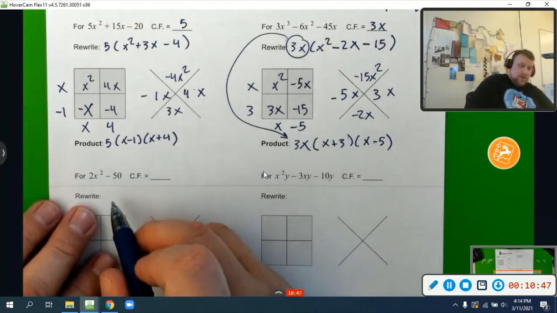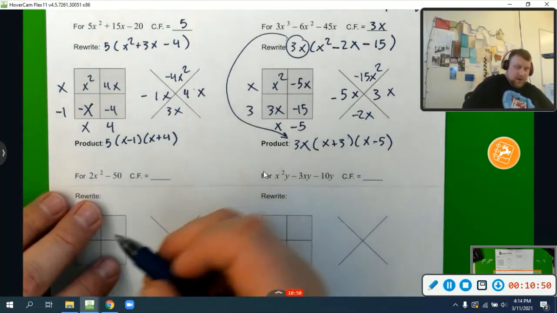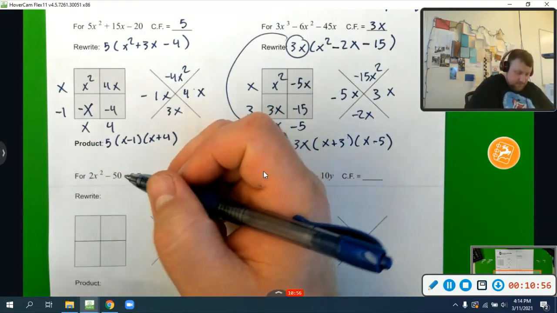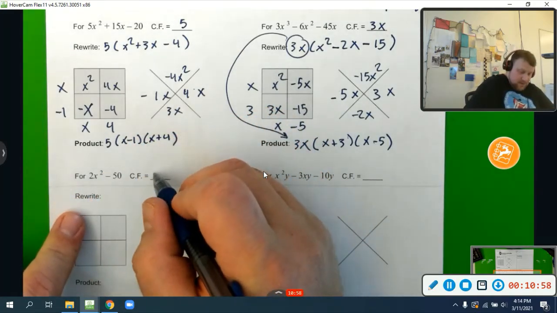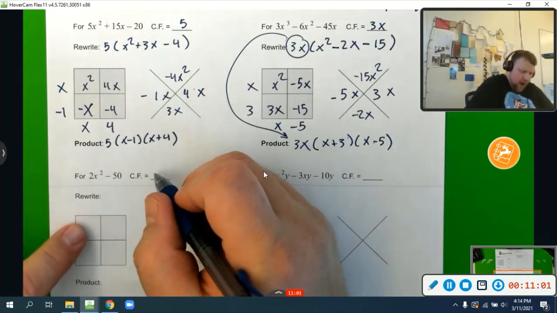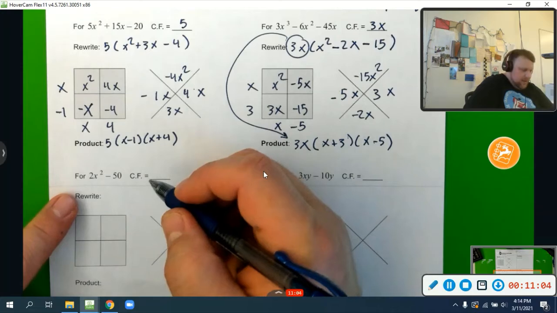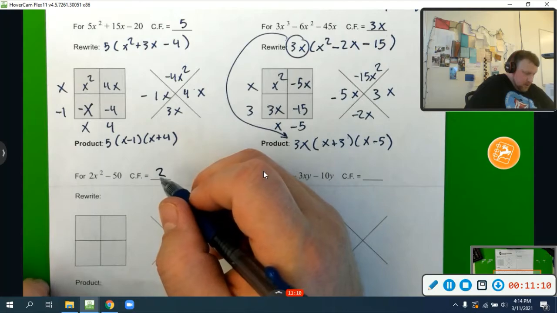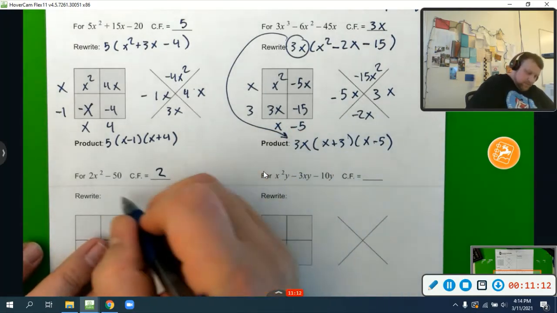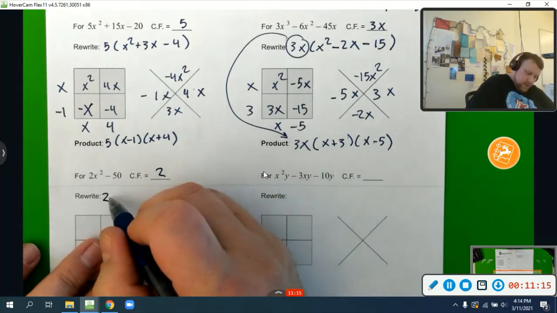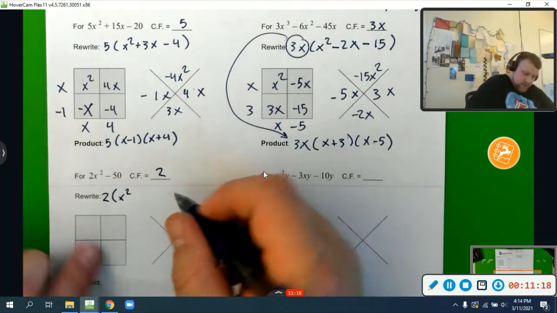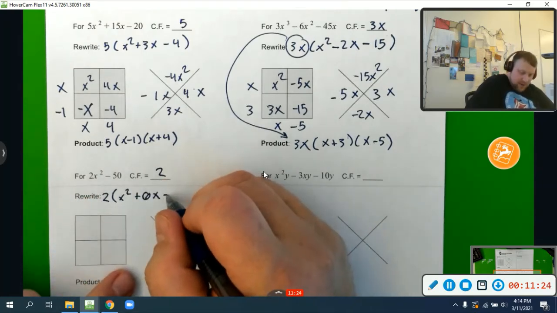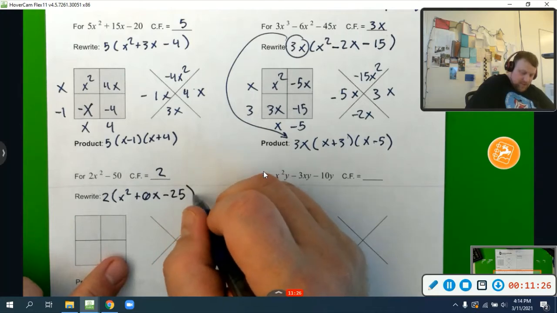So let's look. This one, I have two things going on. Number one, I'm missing a term, right? And the other thing is, they have something in common. So what do they have in common? They have a 2 in common. So when I write that down, I need to rewrite that as 2 times x squared. And I missed my bx term, so I'm actually going to write in plus 0x. And then minus, what's 50 divided by 2? It's 25. Because remember, I pulled a 2 out.